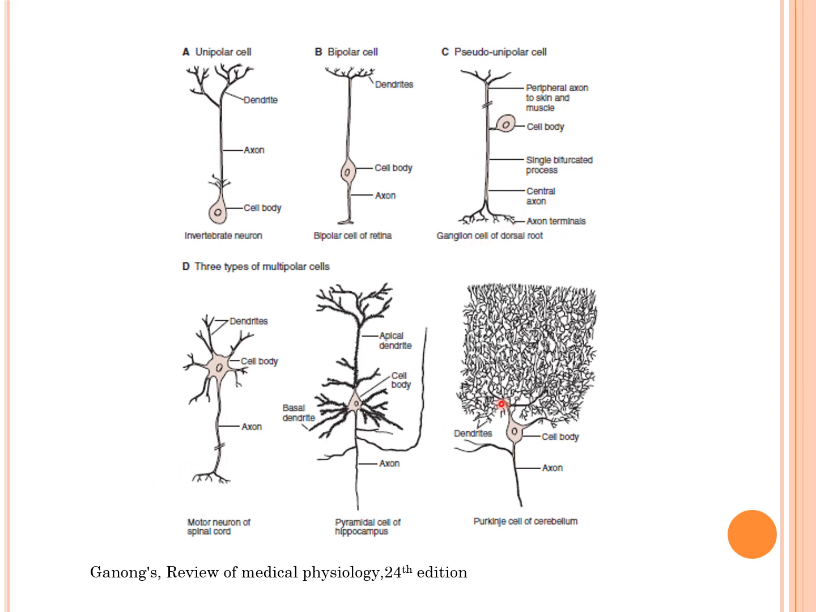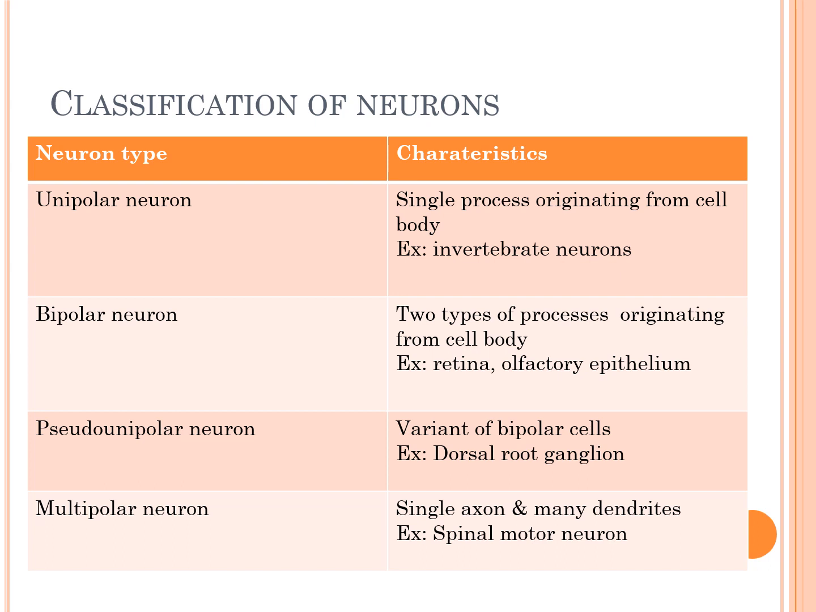And all these are examples of multipolar neurons. You can see this is the spinal motor neuron, which we have seen in the earlier slide, this is the pyramidal cell which is present in the hippocampus, and this is the Purkinje cell which is present in the cerebellum. So all these are multipolar neurons. You can see there are multiple poles from which the dendrites and axon arise. So these are the types of neurons based on the number of poles.